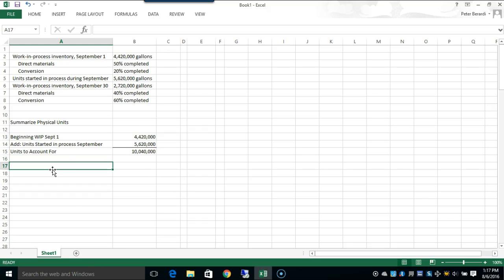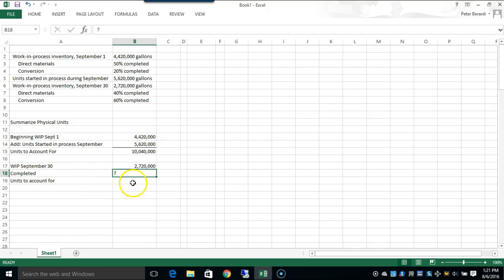Part 2 of our summarized physical units: we're going to take the work in process and the completed units, and they should equal units to account for. So WIP at the end of September, ending WIP, is 2,720,000 gallons. WIP completed is unknown. So completed gallons is the unknown.